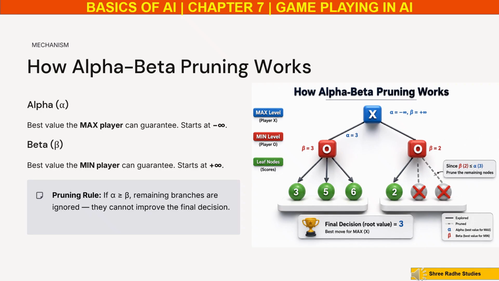During the search, if alpha becomes greater than or equal to beta, the remaining branches are immediately ignored. This is called pruning. These branches cannot improve the final answer, so evaluating them would only waste time.